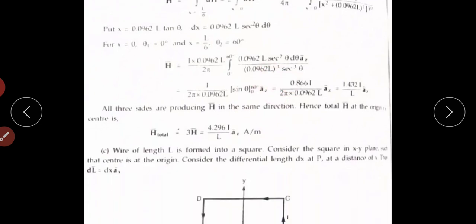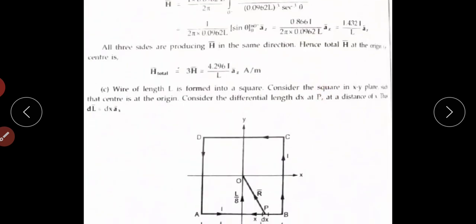The triangle has 3 sides, so total magnetic field intensity H total equals 3 into H bar. It equals 3 into this one, so 4.296 I by L Az bar ampere turns per meter.